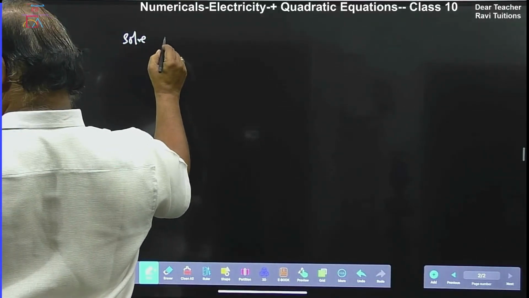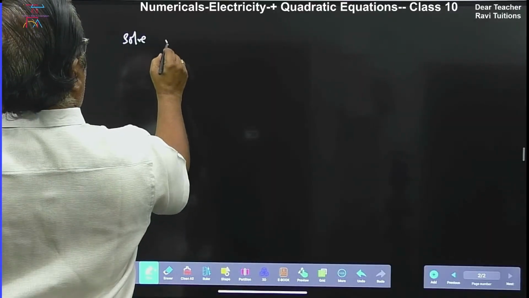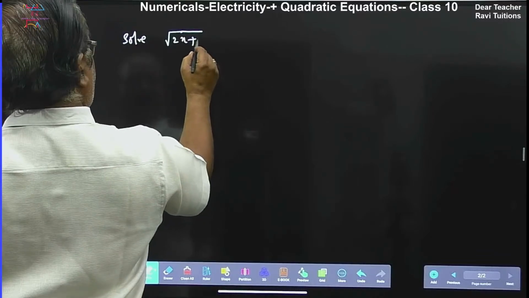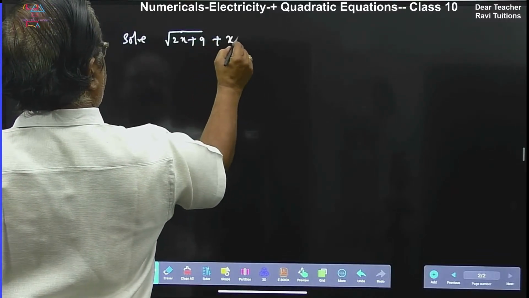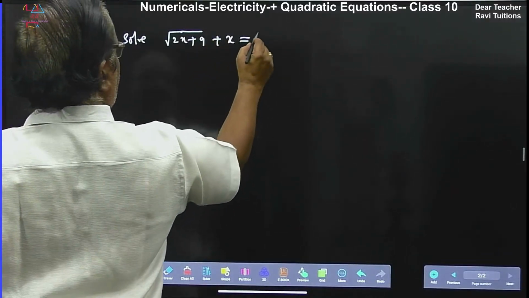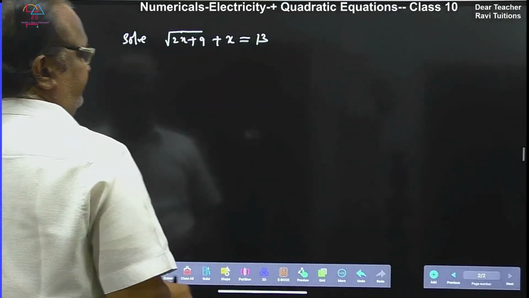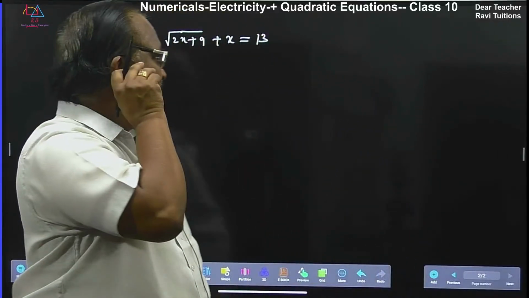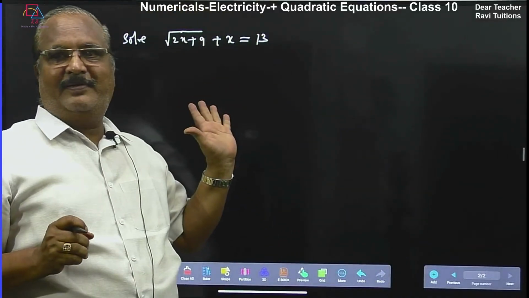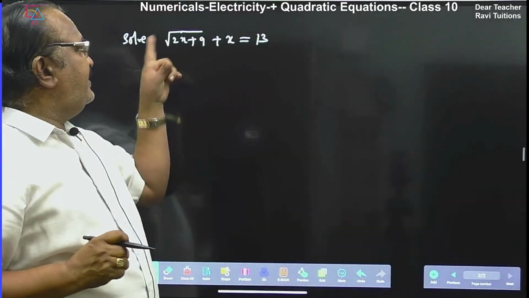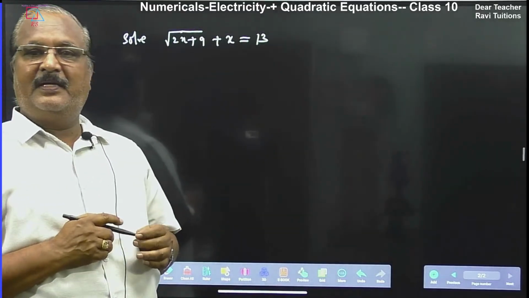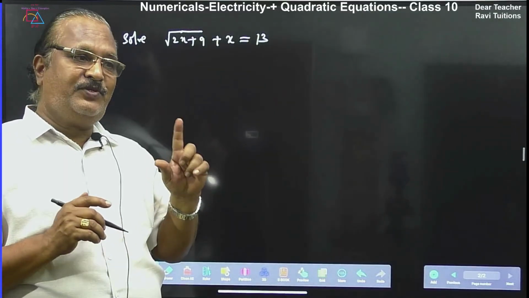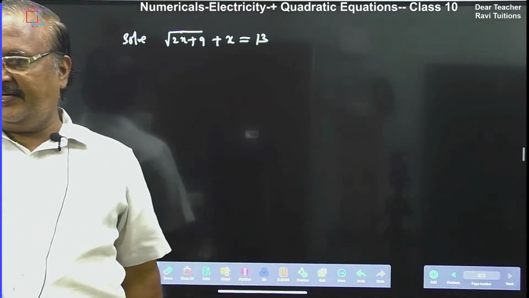Solve root 2x plus 9 plus x is equal to 13. This is the question. Now solve. Root is there for one term, not in the quadratic form. So you have to bring it to the quadratic form.